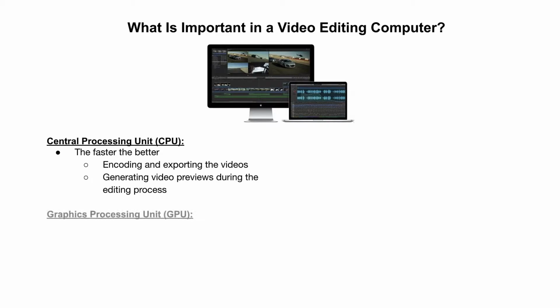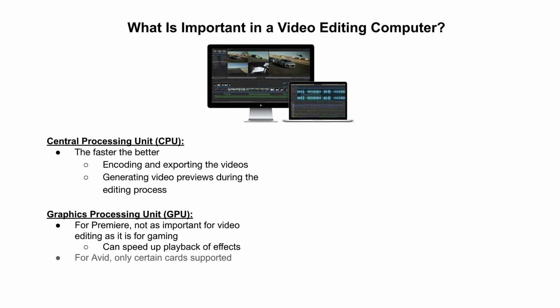Jerky playback of the video on screen won't affect your final product, but it might affect the timing of your editing. The graphics card, or GPU, is more important to some editing apps than others. For Premiere, the graphics card is not as important for editing as it is for gaming computers, where you want the smoothest playback on your screen as you play. In Premiere, the GPU is mainly used for smooth playback of effects. If you're using Avid Media Composer, be sure to check their system requirements to ensure your graphics card is supported.